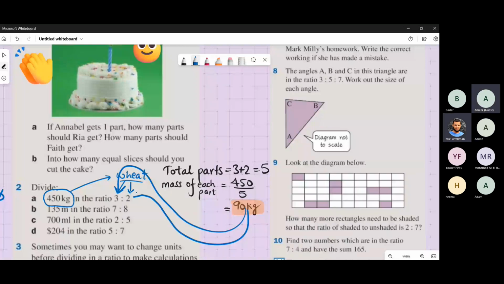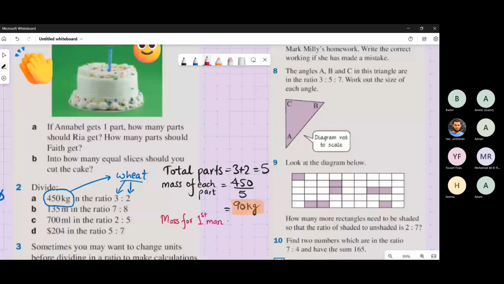The mister in our class solved this question too. He made x to y equal 3 to 2. 3 plus 2 equals 5. 450 over 5 equals 90 kilograms. 90 kilograms multiplied by 3 and 90 kilograms multiplied by 2 equals 270 to 180. That's how he solved it.